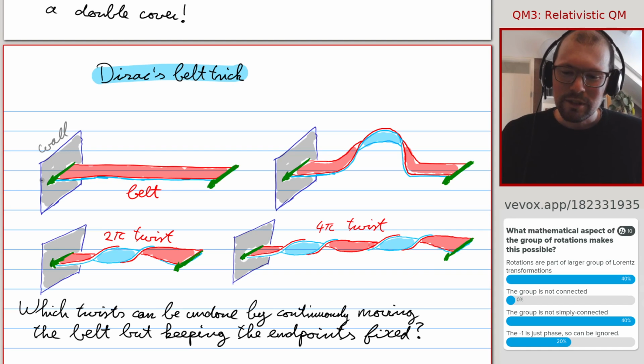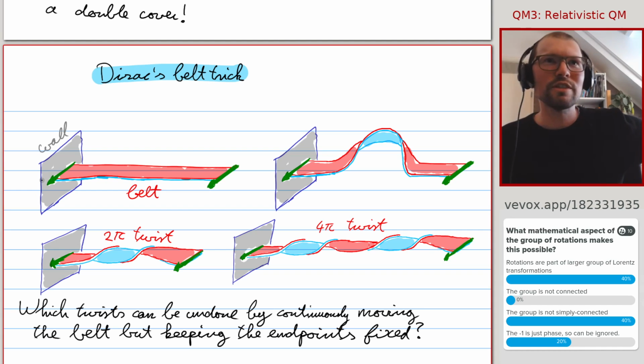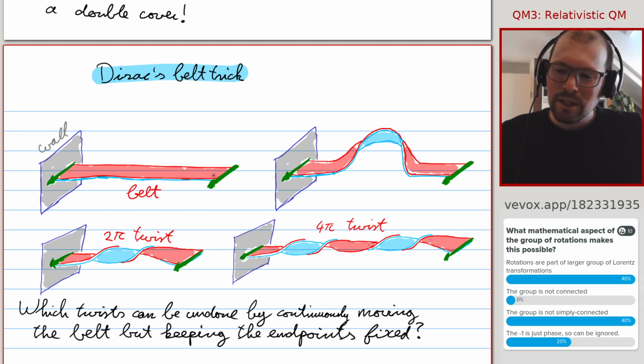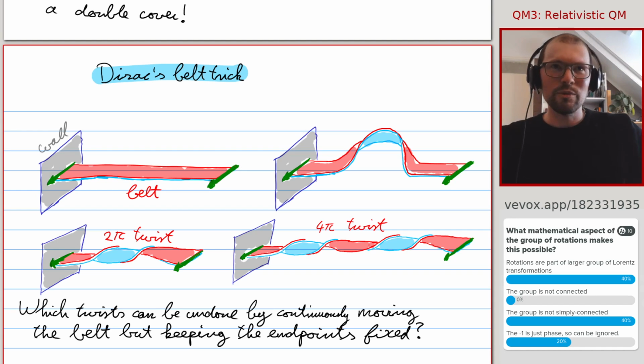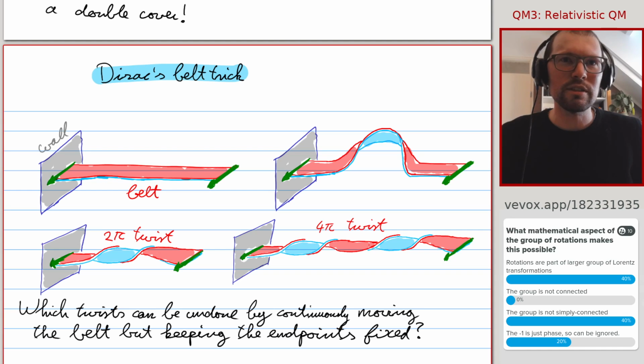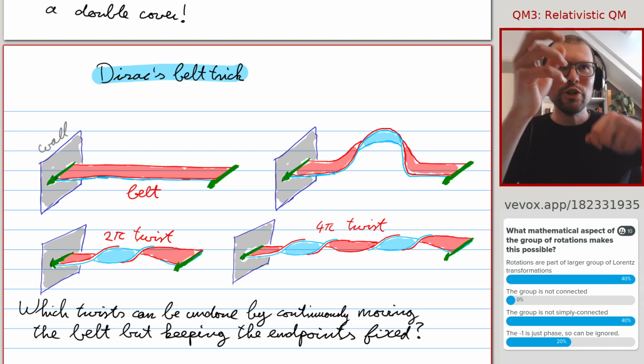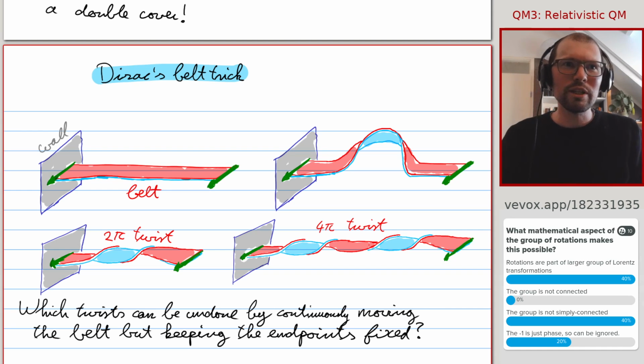So we have a piece of wool, we attach one side of the belt to the wool, the other side, okay, we keep it fixed at a fixed position, aligned with the end of the belt that is on the wool. And then we're asking, well, can we maneuver this belt through space to undo certain twists or not?